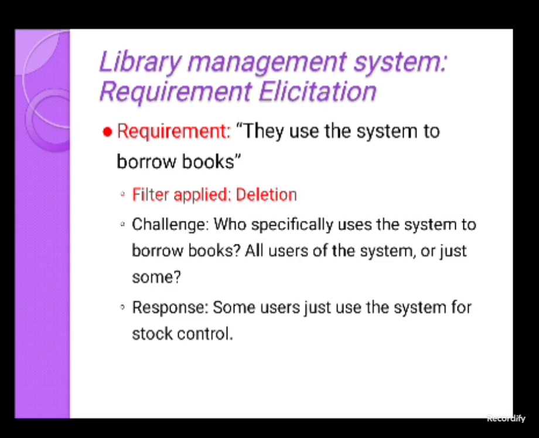So let's understand the deletion filter using a library management system example. Suppose the customer says they use the system to borrow books. Here the word "they" is not clear. So the analyst asks who exactly uses the system. Do all users borrow books? After discussion, we understand that only borrowers use the borrowing feature, while the librarian may use the system for stock management. This process removes ambiguity and makes the requirement more specific.